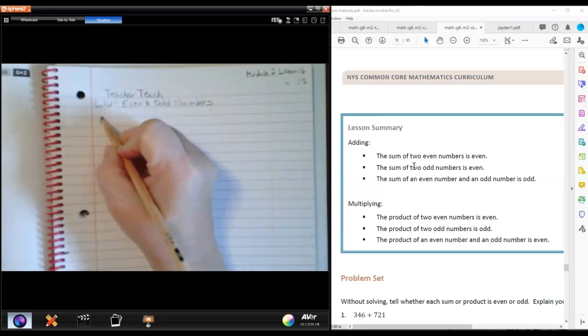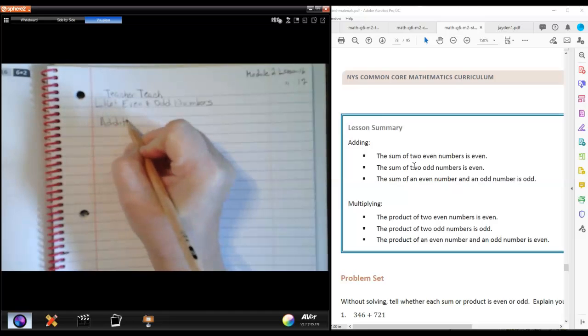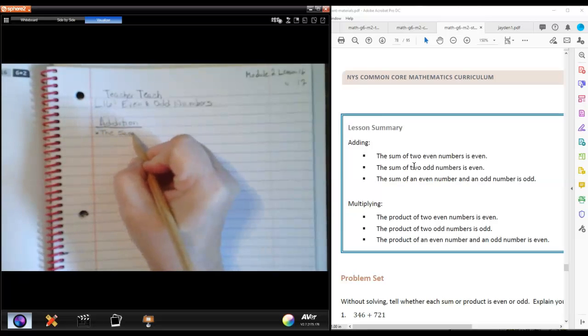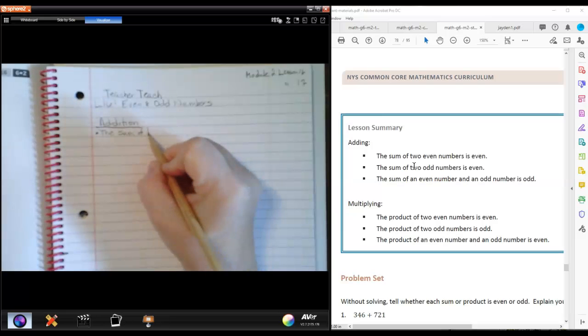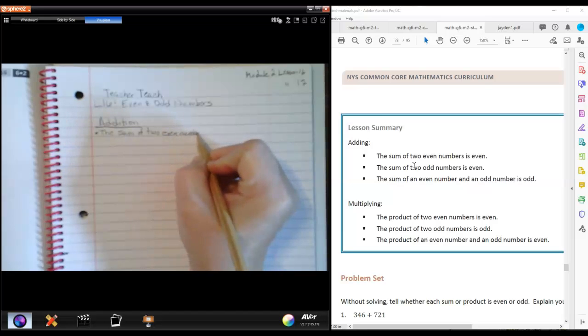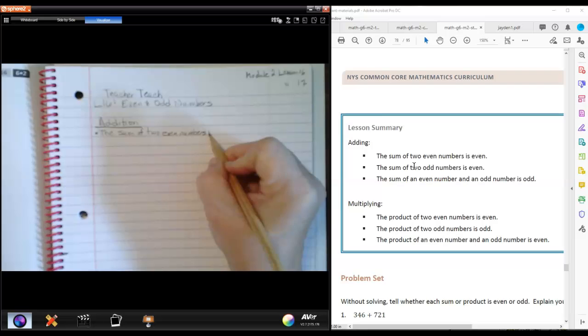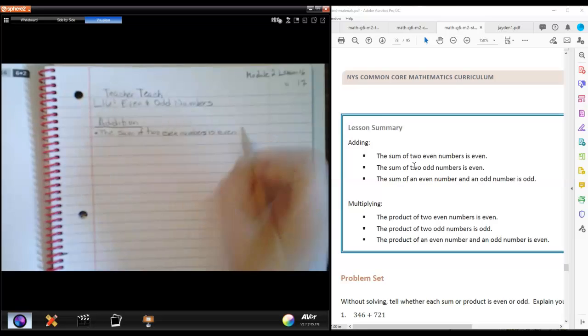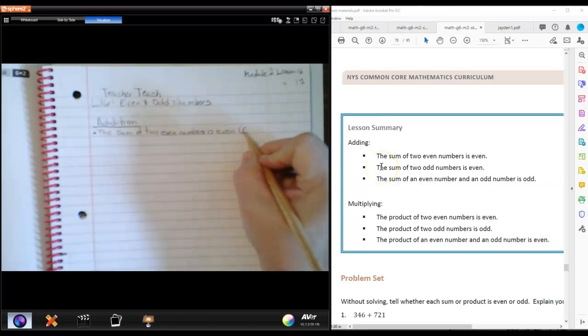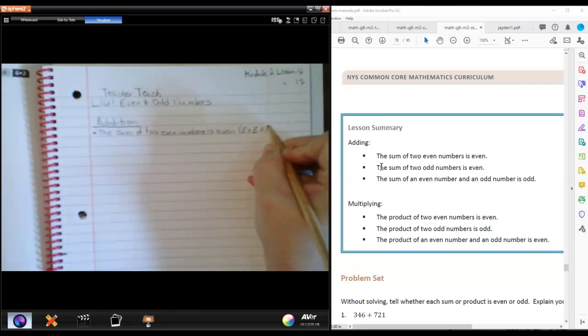So, for addition, we've got a rule that says the sum of two even numbers is even. So that would be even plus even equals even.